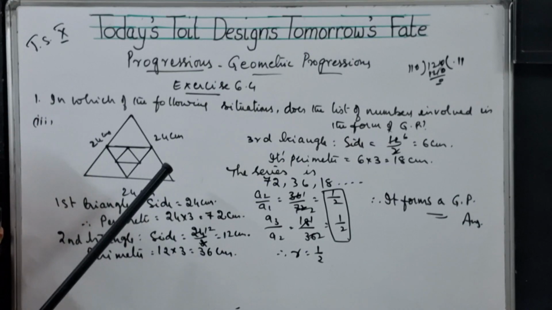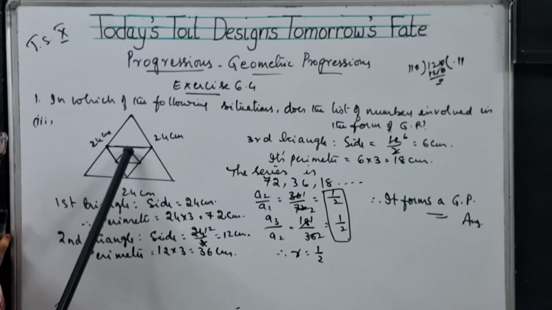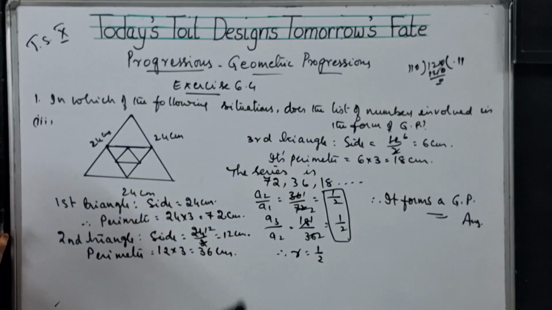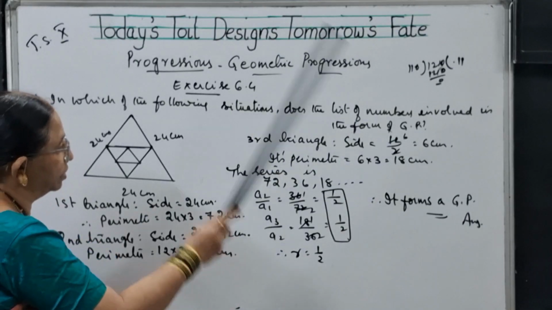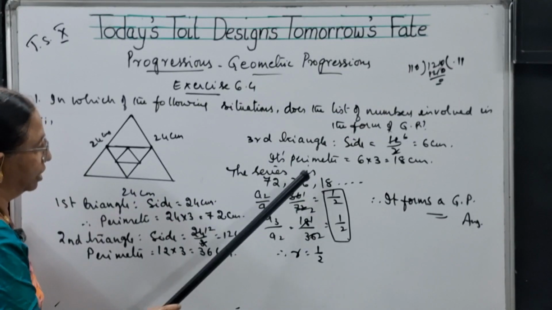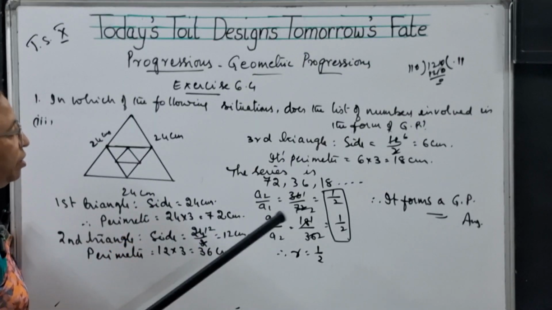And similarly, for the third triangle, again you want a side. The side is nothing but the second one, 12 by 2, that is 6 centimeters. Then its perimeter is 6 into 3, 18 centimeters. So what is the series that I have got? 72, 36, 18, and so on I will be getting. So whether it is in GP or not.